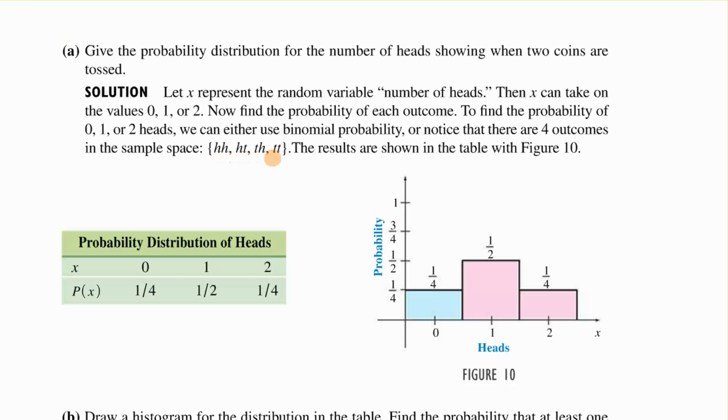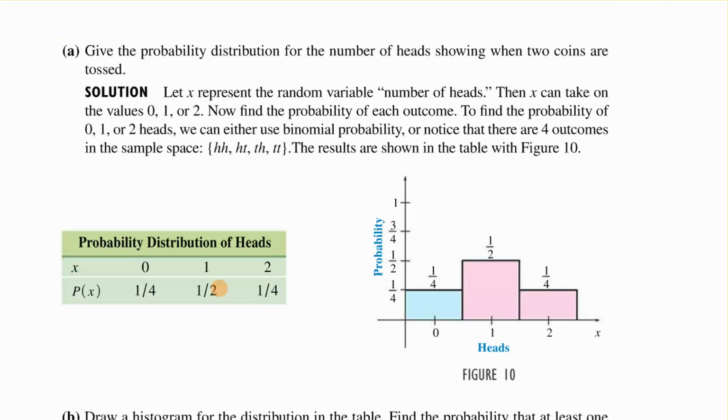Now think about it. This is our sample space if we throw 2 coins. We're either going to get 2 heads, a heads and a tail, a tail and heads, or tail, tail. So if you're going to have 0 heads, then you have a 1 out of 4 probability. If you're going to have 1 head, you've got 2 out of 4, because if you're only going to have 1 head, it's this one and this one. So that's 2 out of 4, or 1/2. And for 2 heads, again, we only have 1 out of 4. So that's listed in that.